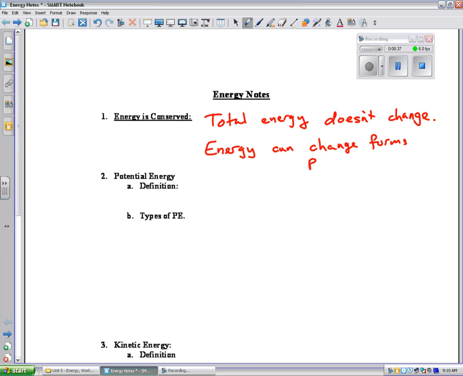Okay, it can be potential energy, it can get converted into kinetic energy, maybe converted into heat. Okay, electrical energy, there's various forms, there's a lot of different forms of energy, but if I can somehow add up all of the different forms, I'll always end up with the same total. Potential energy is stored energy.